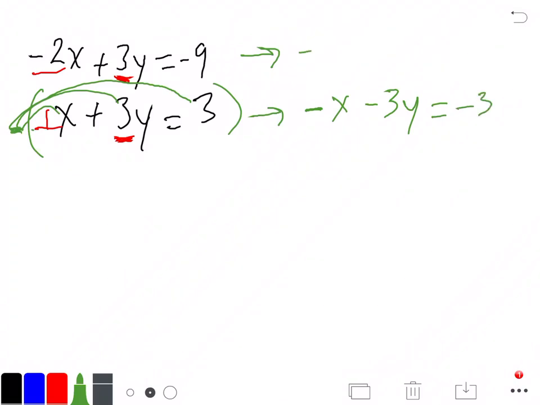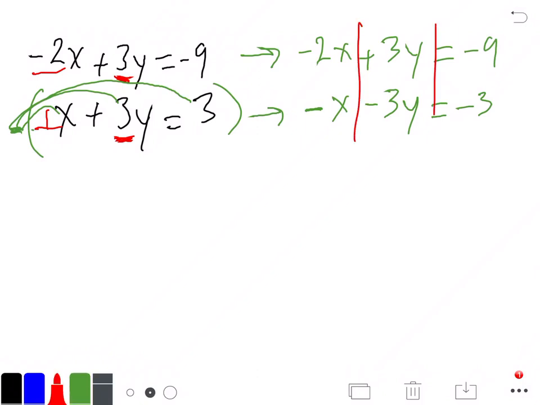Now, since my top y value is 3y, I don't need to make any adjustments to the top equation because I now have created a set of opposite coefficients. So I'm just recopying the first equation in the system. Now, make sure that all of our items are lined up, and we can go right to adding down the columns. -2x plus a -x, or -2x minus x, is -3x. 3y minus 3y is 0, so y is eliminated, it's gone. -9 plus a -3, or -9 minus 3, is -12. Don't forget the equal sign.